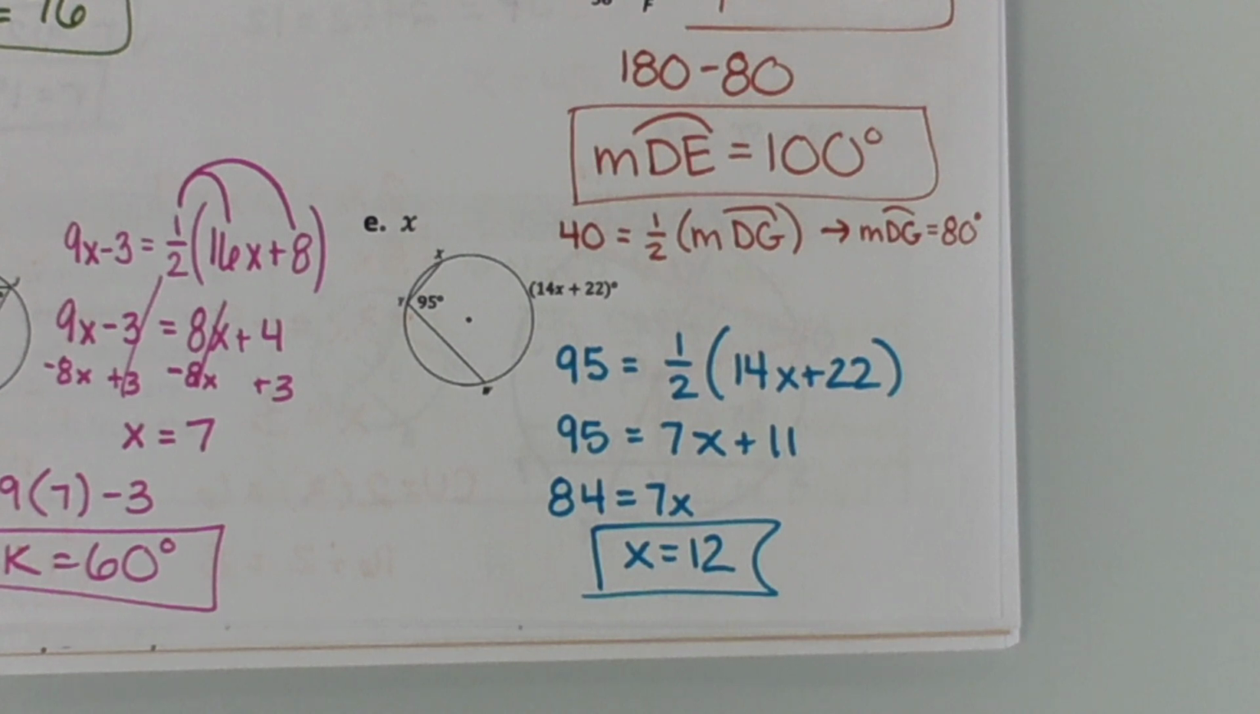What's another way we could have gotten rid of that 1/2? Times by 2. Multiply by 2 on both sides. That would have canceled out. You would have gotten 190 equals 14x plus 22. But in the end, you still would have gotten that. Okay.